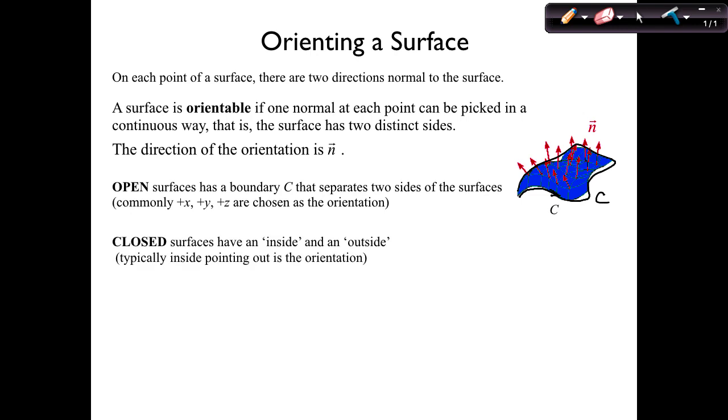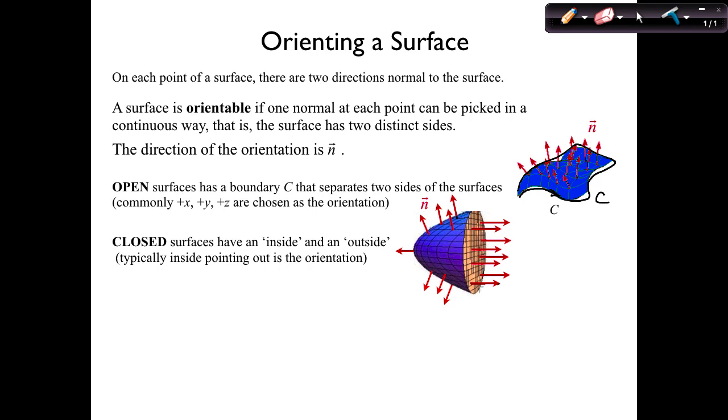All right, another kind of surface that's orientable is called a closed surface. Closed surfaces have an inside and an outside, and typically pointing out is the positive orientation. That's what I'm showing in that picture. Here I've got a paraboloid and a disc making a closed surface, and so you've got the two sides, the outside and the inside. I'm showing outward as the positive orientation. So the direction of the vectors n is pointing from inside out. And again, those vectors are all orthogonal to the surface at every point.